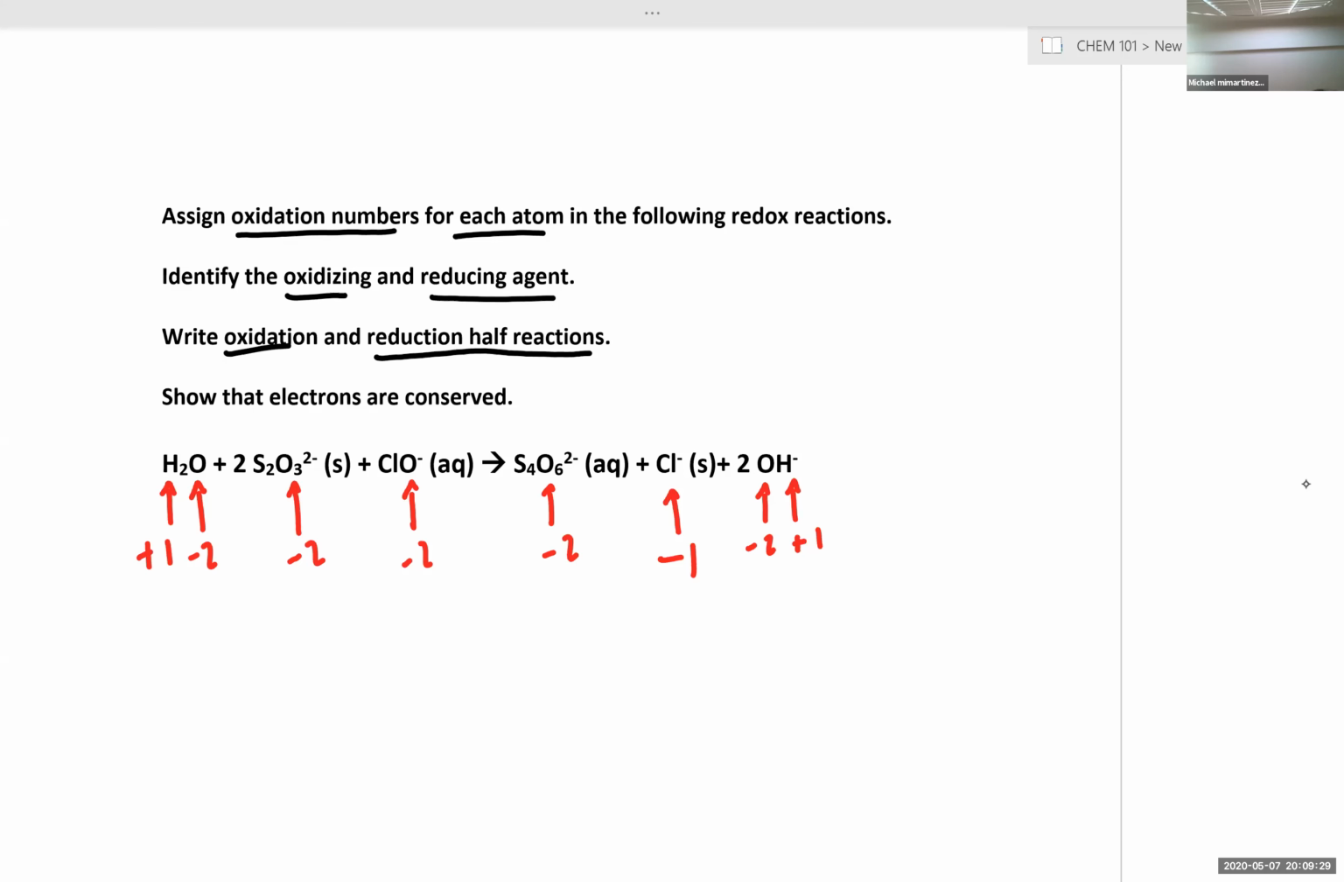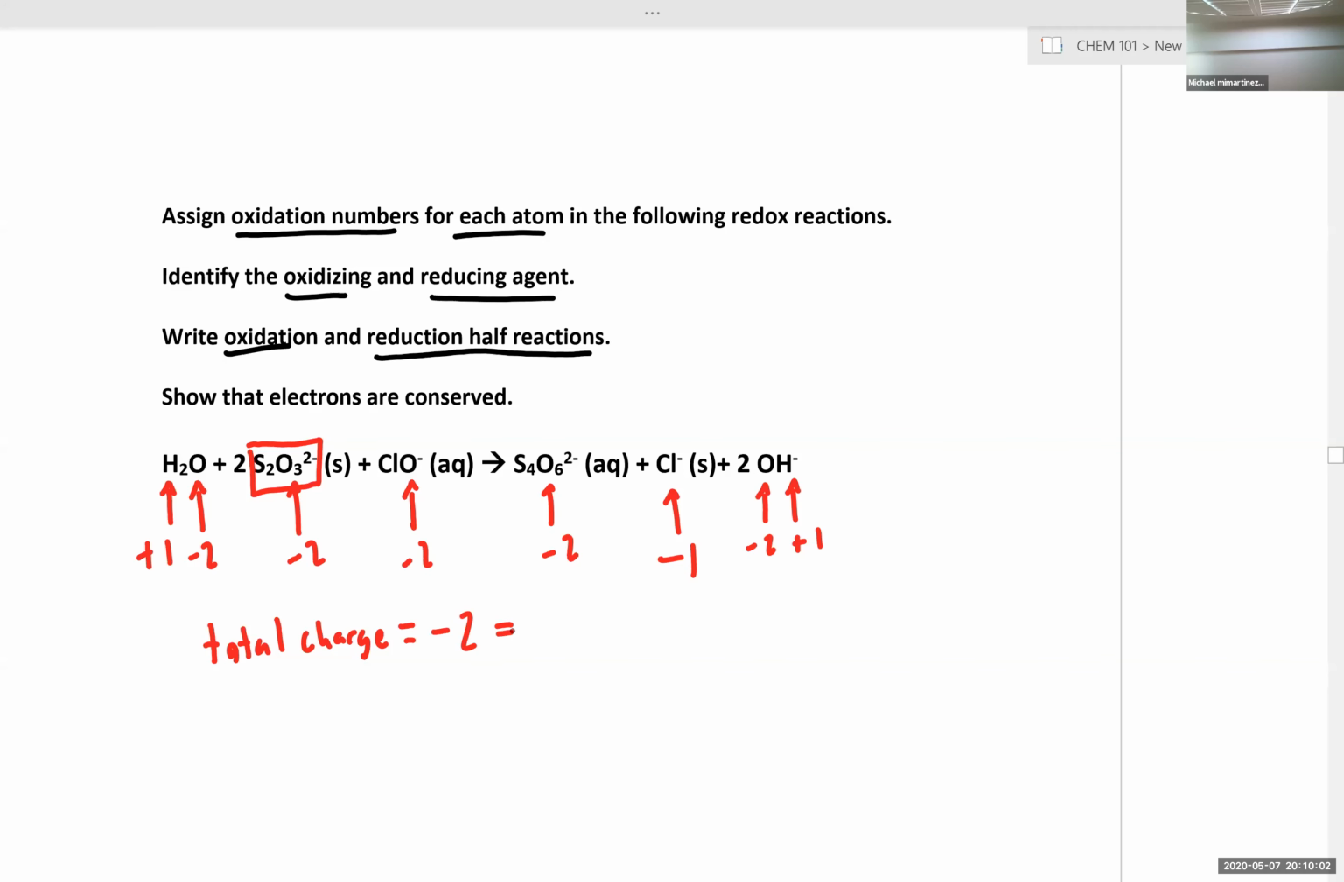Let's look at thiosulfate in detail. So we know that our total charge, so what is our total charge for thiosulfate? Yep, -2, exactly right.